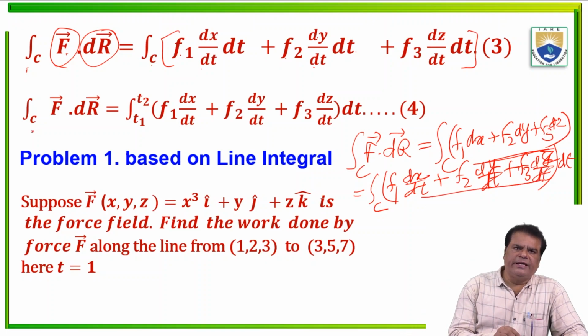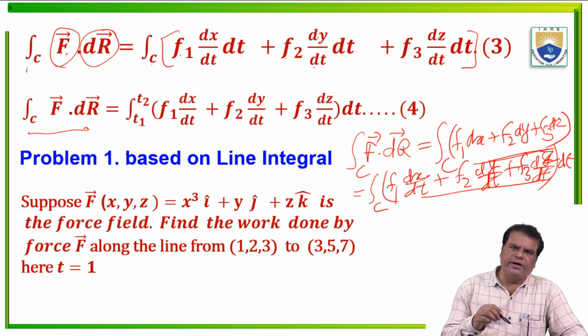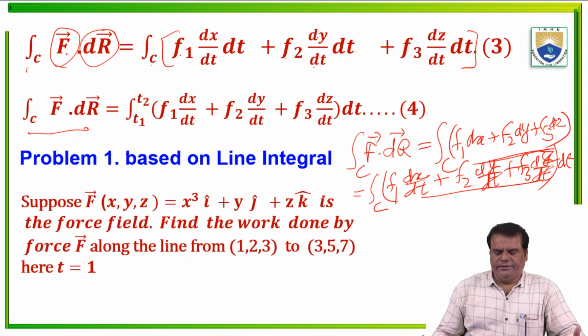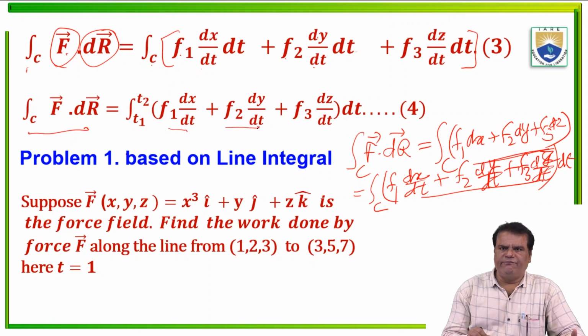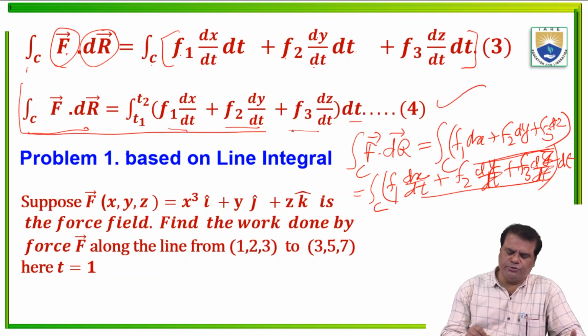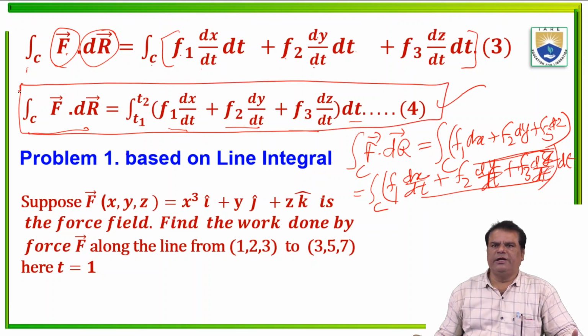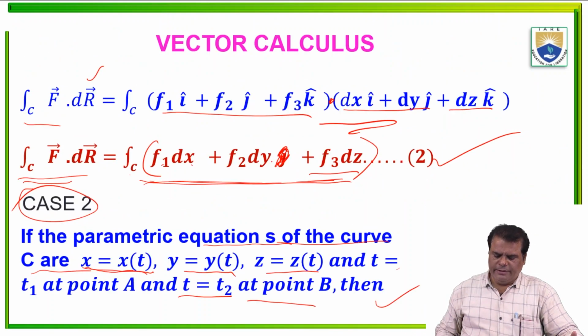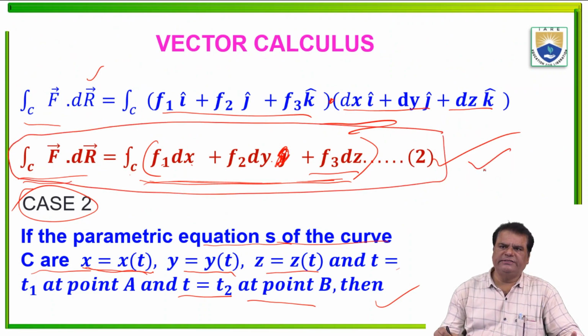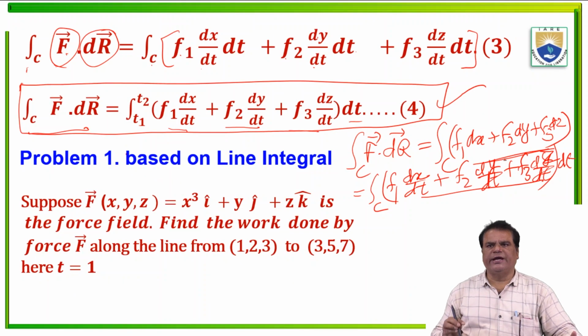So the second formula is integral over C of F dot dr equals the integral from t1 to t2, where t1 is the starting point and t2 is the last point, these being values of t, of (f1 dx/dt + f2 dy/dt + f3 dz/dt) dt. This is equation 4. So basically we have used only two formulas: this is formula 2 and this is formula 1. This is case one and that is case two.